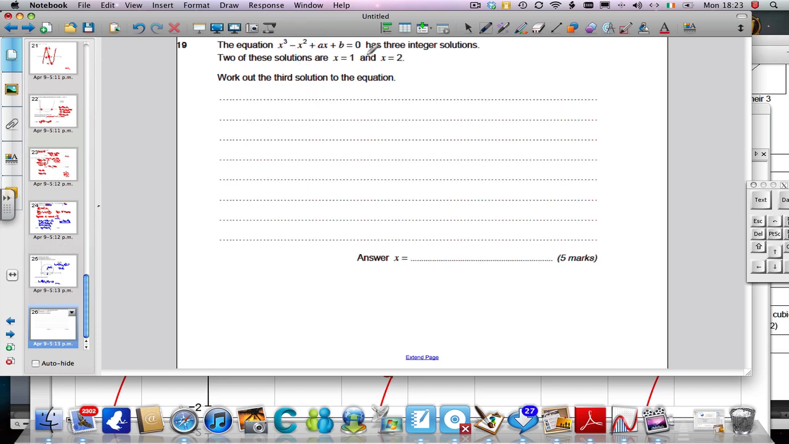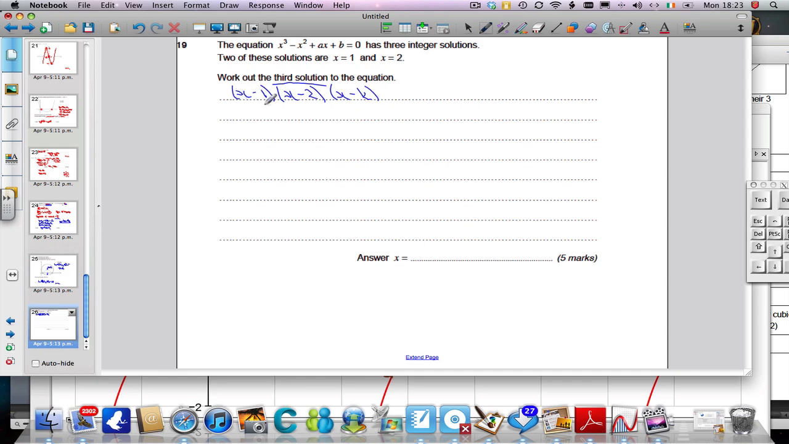Okay, I think this is the last question now. We're given a cubic and we're told 2 of the solutions, and we're asked to work out the third solution. So this is basically a factor theorem question. Well, if x equals 1 is a solution, that means x minus 1 is a factor. If x equals 2 is a solution, that means x minus 2 is another factor. And we're looking for this third factor, call it x minus k.